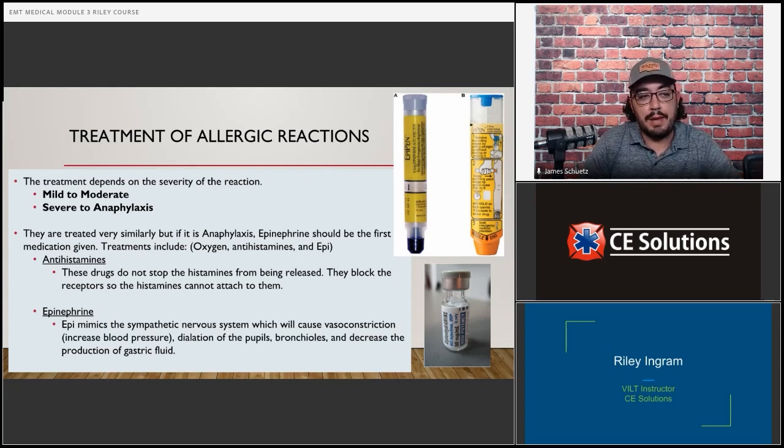Epi mimics the sympathetic nervous system, which will cause vasoconstriction. So you've got that peripheral vasodilation. You push that epi, it vasoconstricts. Okay, increases the blood pressure, dilates the pupils, and reverses that bronchoconstriction. Okay, and decreases the production of the gastric fluid. So it's pretty much the end-all fix-all for those H1 and H2 reactions that we don't want.